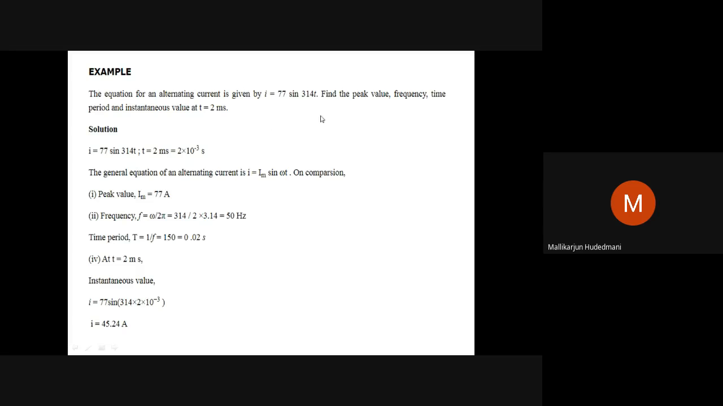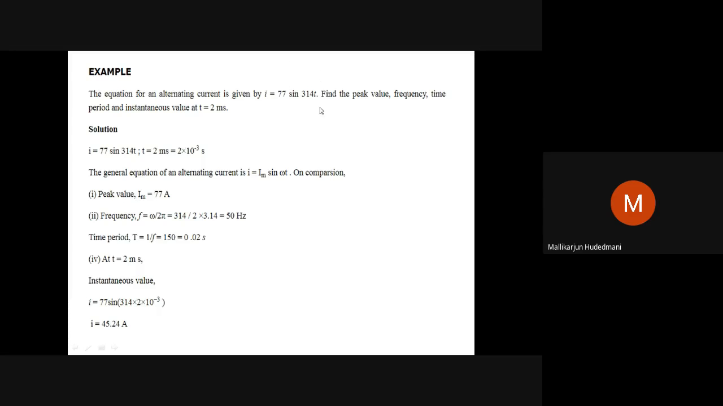How do we understand this? To understand this, we have to compare it with the standard identity, I equal to Im sin omega t. When I compare, what is the Im value here? 77. What is the omega value? 314. This is how we have to understand a solution. Suppose a current or a voltage is given as 77 sin 314t, an alternating sinusoidal quantity.